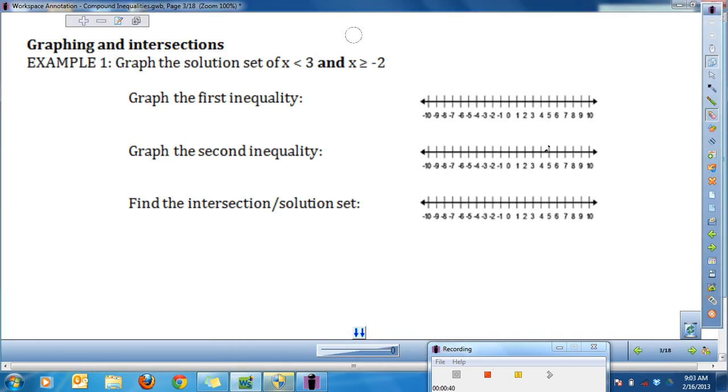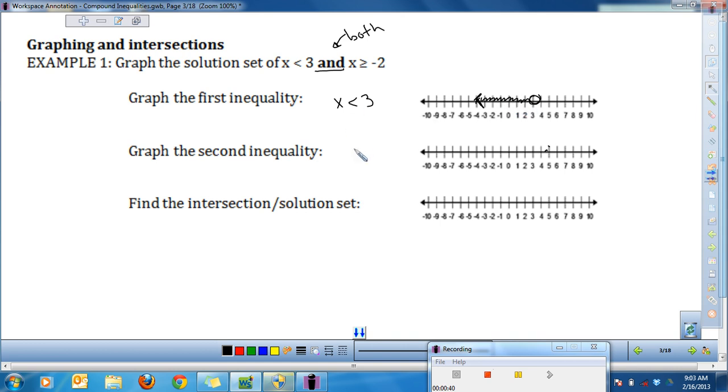Graph the solution set of x is less than 3 and x is greater than or equal to negative 2. Notice we see the word and, so whatever our solution is, it's going to have to work for both of the inequalities. So I'm going to graph the first inequality, x is less than 3. I'm going to draw an open dot on 3, and shade less than 3. My second graph is x is greater than or equal to negative 2. So I'm going to draw a closed dot on negative 2, and shade to the right.